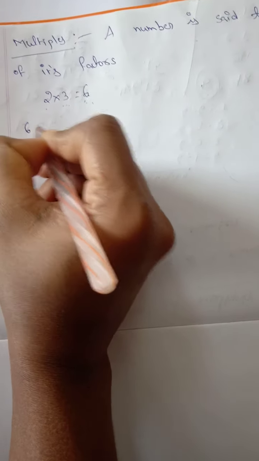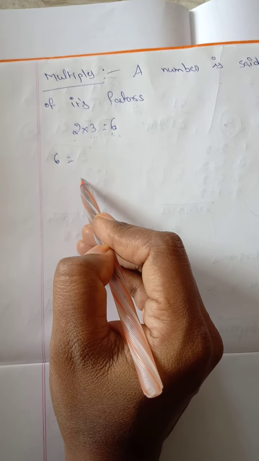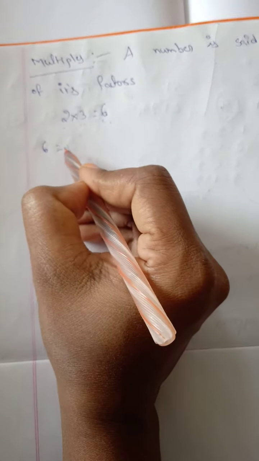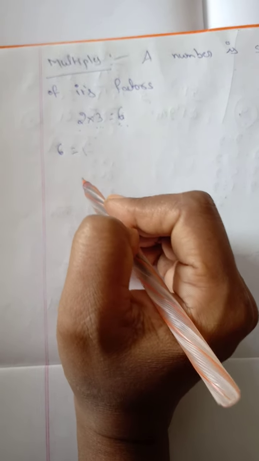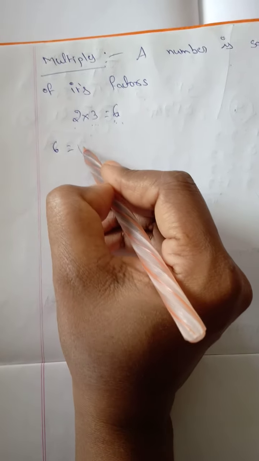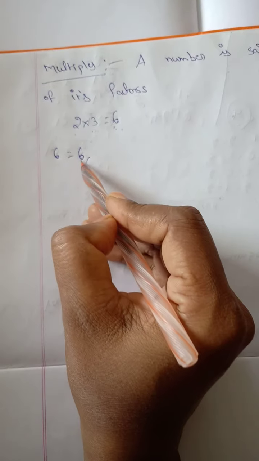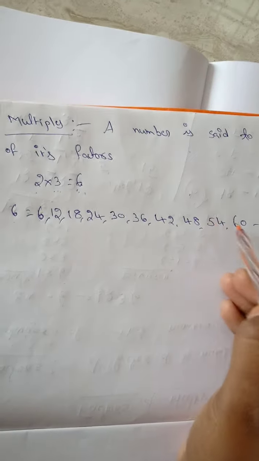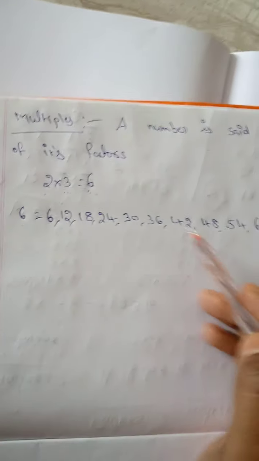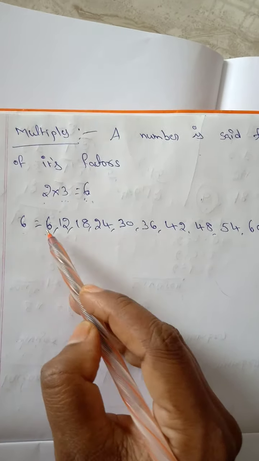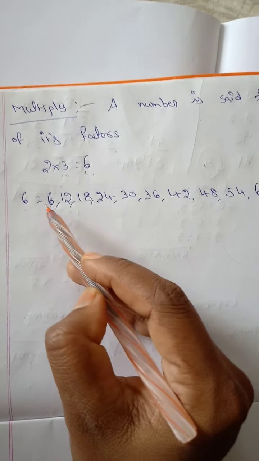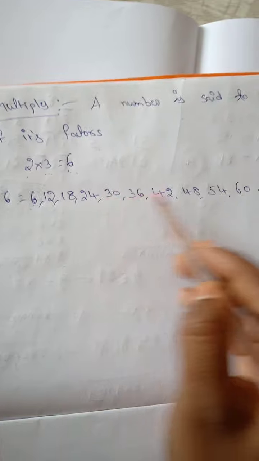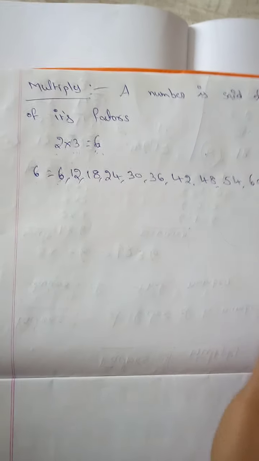Yes children, now here same 6 only we are taking. Now we are finding the multiples of 6. So nothing but the 6 table. Here multiples do not start from 1. 6 ones are 6 itself, it can start. So 6 ones are 6, 6 twos are 12, and 6 threes are 18. Yes, these all are the multiples of 6. Multiple is nothing but table. So multiples start from itself but factors start from 1. Factors end with itself but here it ends with infinity. Yes children, so multiples are uncountable.